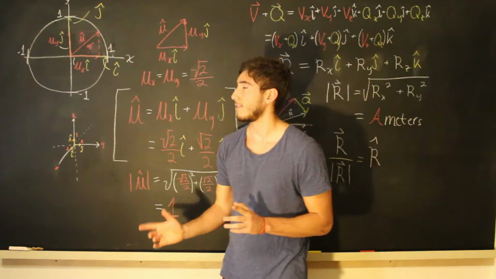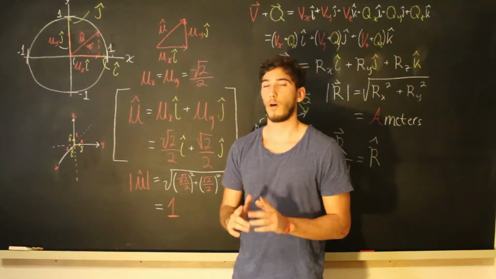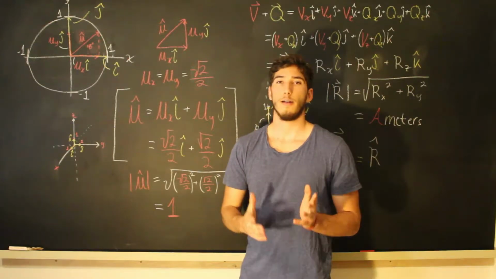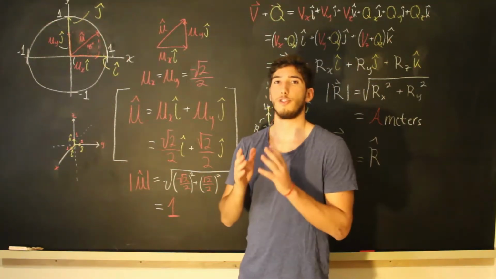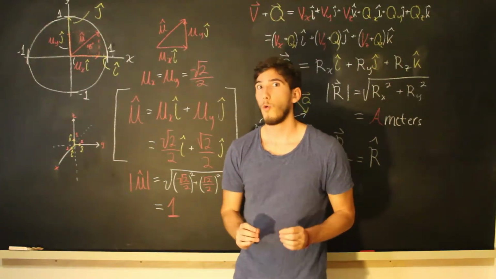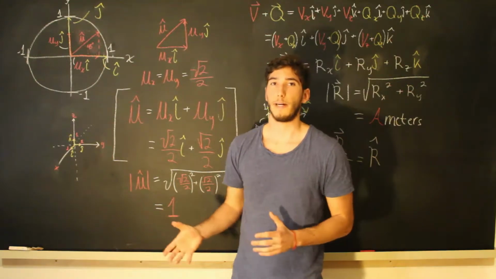A unit vector is a vector with a magnitude of 1. It doesn't have any units, it's just one unit. It's not 1 meter, it's not 1 foot, it's not 1 centimeter, it's just 1 unit. And the sole purpose of a unit vector is to point in a direction in space.